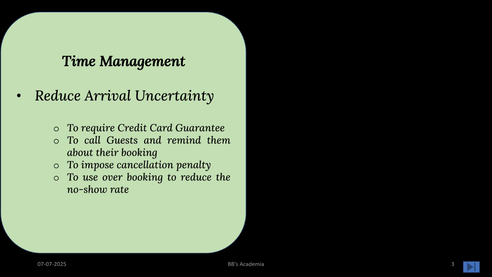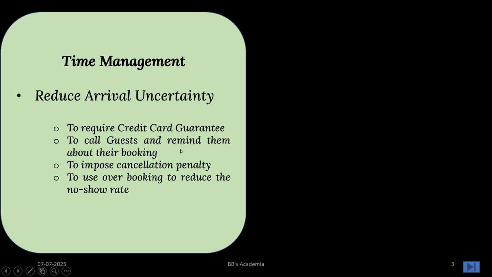So many guests are already booking the hotels, but you have to ensure that there is no uncertainty. How can we do that? At the time of booking, first, you can require a credit card guarantee. Whenever you are booking in advance, you always take the credit card guarantee from the guest. Naturally, in that way, you can reduce the arrival uncertainty.